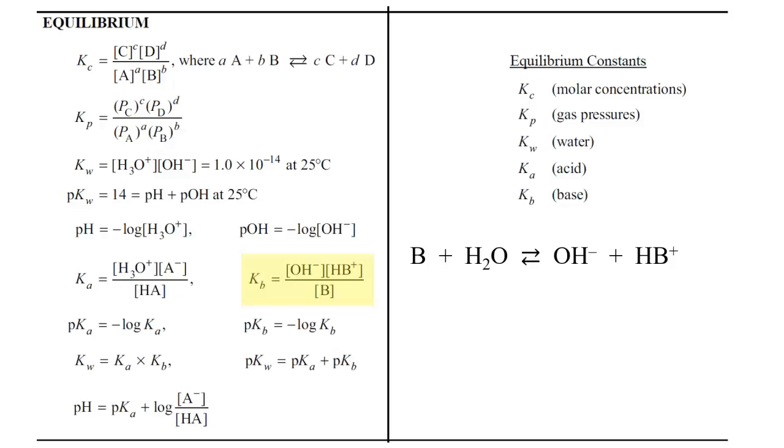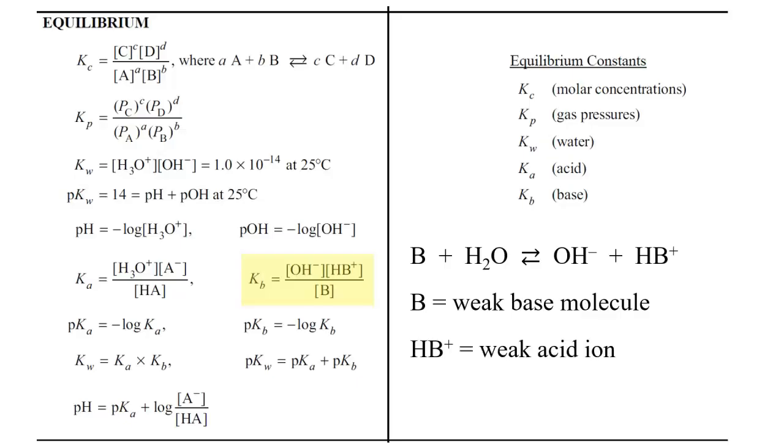Well, capital B is the generic formula for a molecule of a weak base. And if it reacts with water, then you get hydroxide ions, so OH-, but you also get the conjugate acid ion represented as HB+. So B would represent the generic formula for a weak base molecule, and HB+ represents the generic formula for the weak acid ion, the conjugate acid.